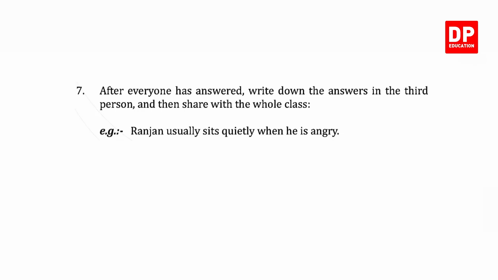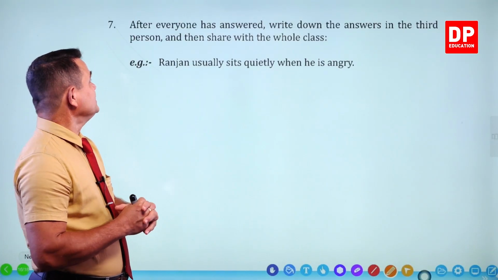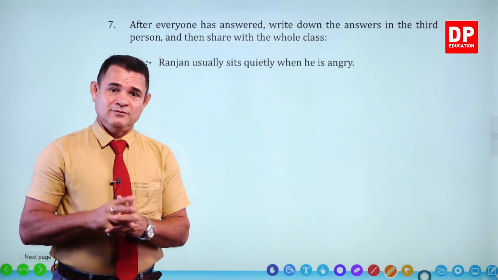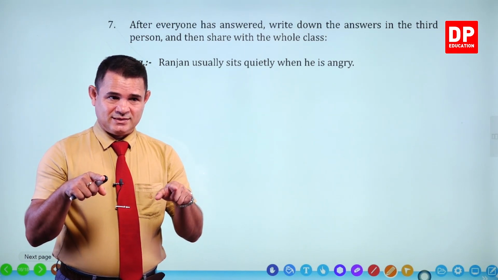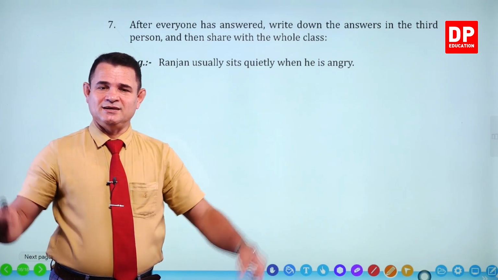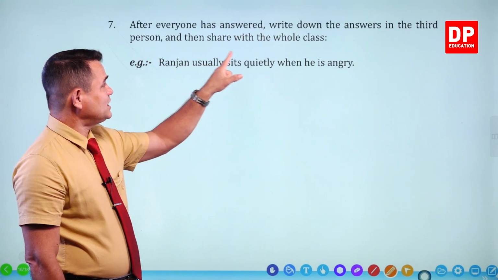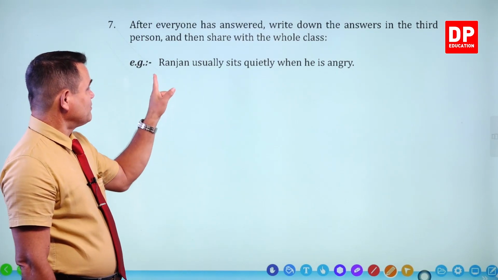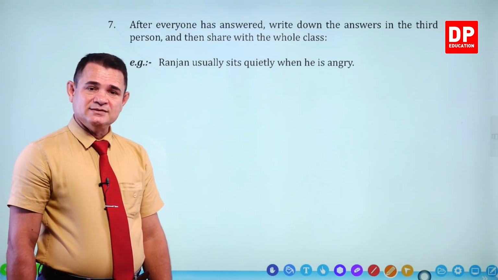Okay. And after everyone has answered, write down the answers in the third person. You know, in our previous lesson we learned first person I, second person you, third person he, she, it, they. So now you use the third person and then share with the whole class. So example, Ranjan usually sits quietly when he is angry.